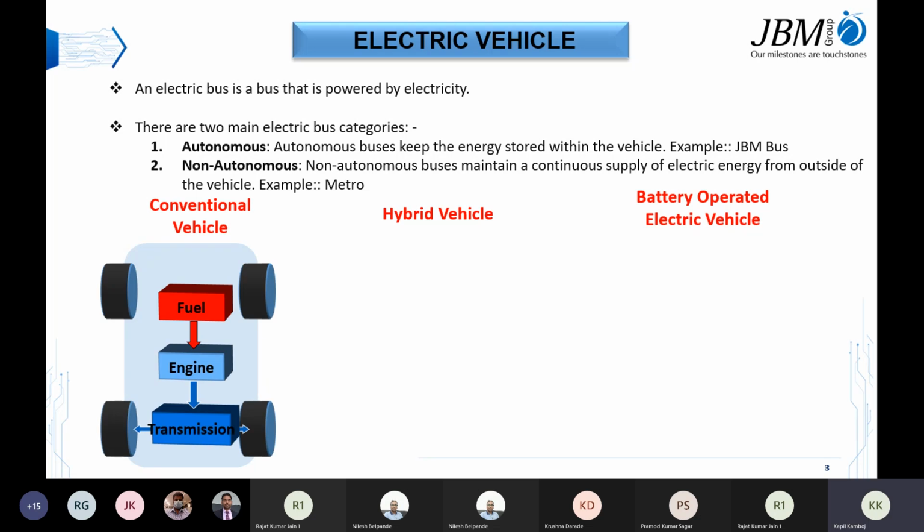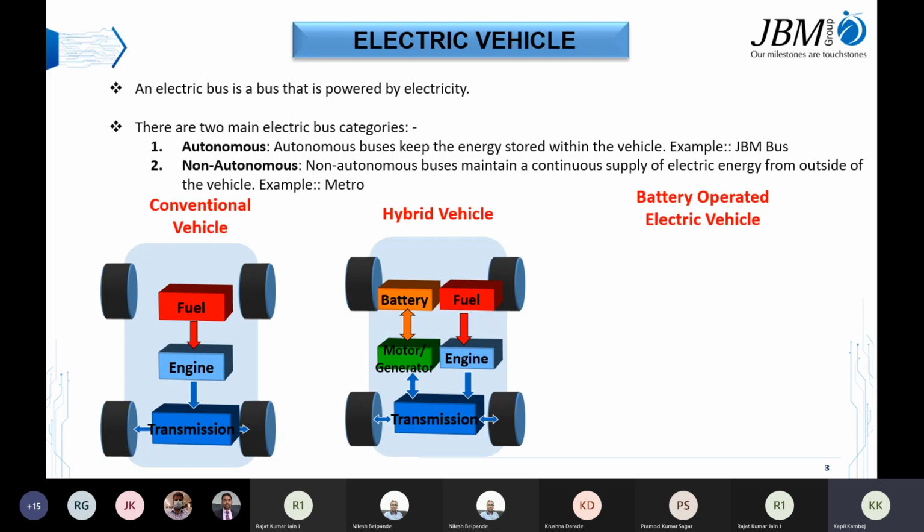So for conventional, we are all aware that there is the fuel, then the engine, connected with the transmission. And the hybrid, which we have not prototyped or prepared anything for, is also a concept, basically in the car segment, where the engine and battery are connected in parallel. So there is a small size of battery.